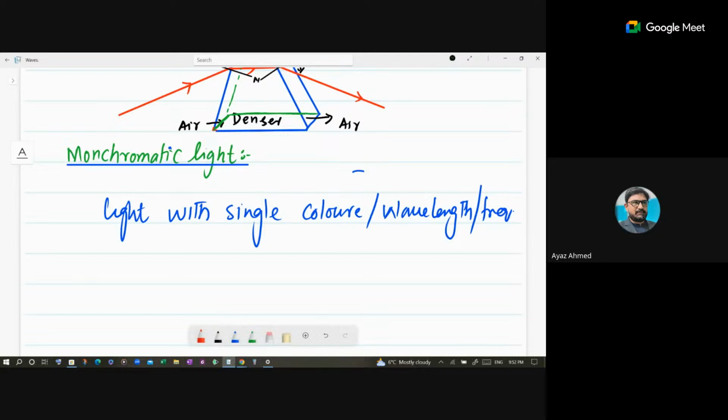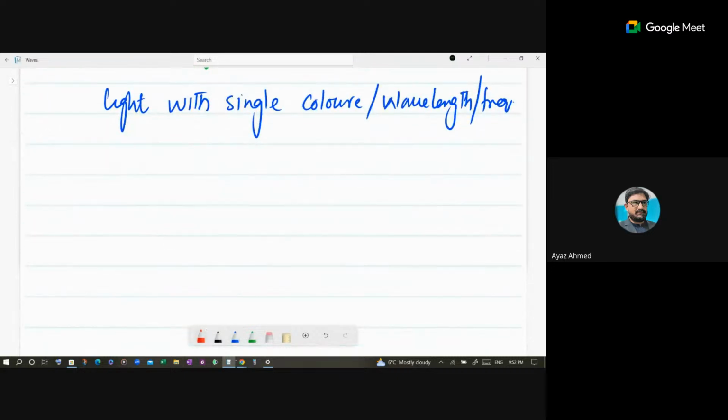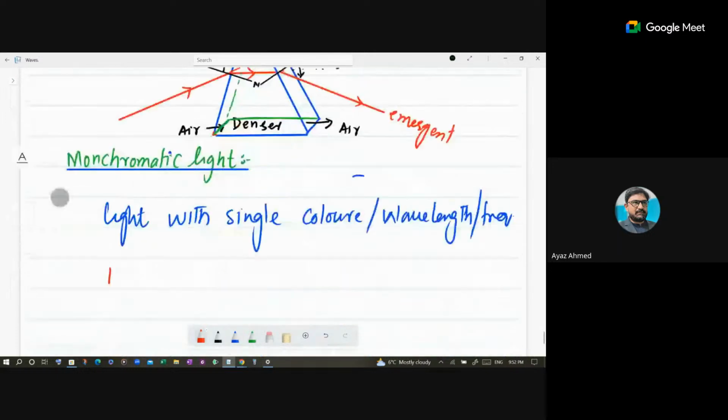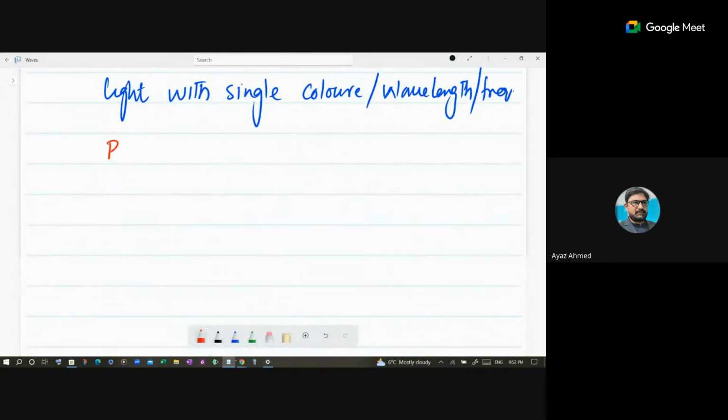So when we incident a single color light, it bends, it deviates, but the emergent light is not parallel to the actual path of light. This is the actual path of light. As you observe, this is the emergent ray. So they are not parallel to each other as it was happening in the glass slab. So that's why prism causes deviation in the light. Is this clear?